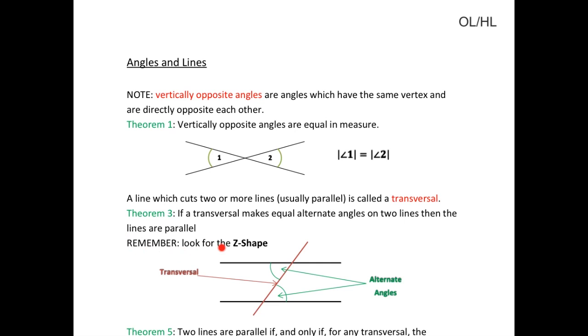So you remember that for alternate angles, we have to look for the Z shape. So in these two parallel lines here, we have a transversal running through them. And we're saying these two green angles here are alternate angles. And we look for the Z shape. So this Z shape here is what we look for when we're looking for alternate angles.